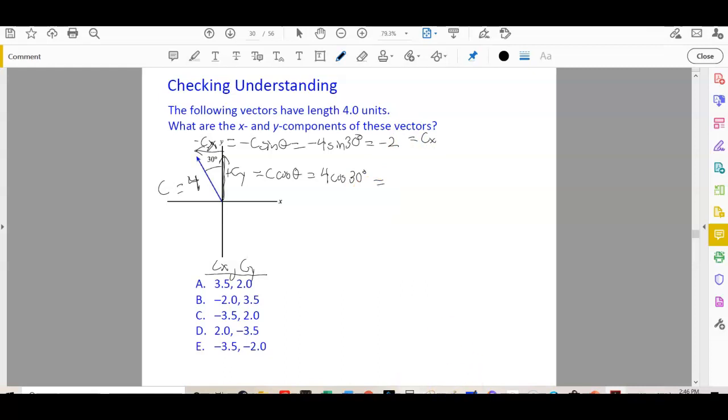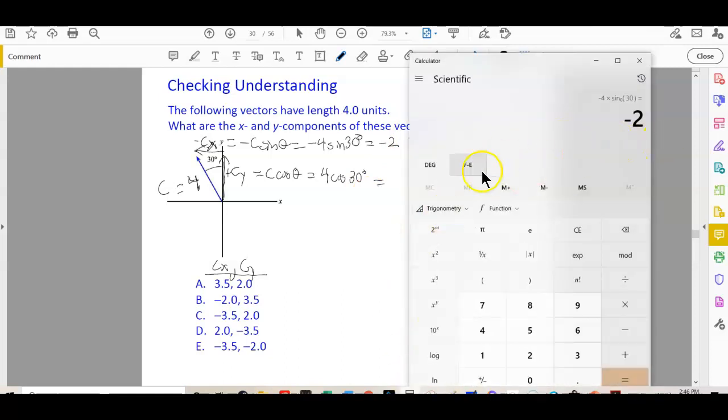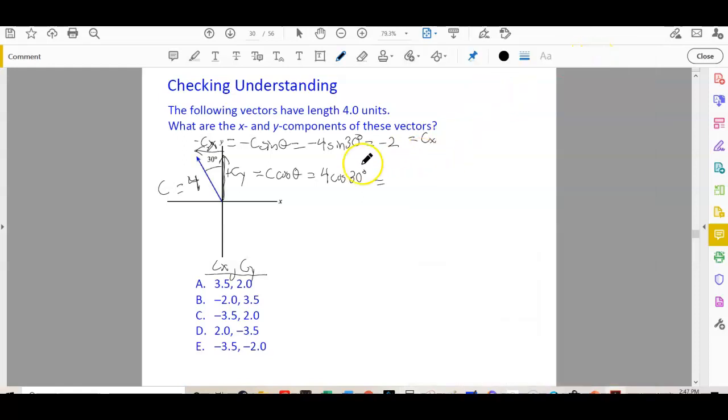The y direction one is going to be +4, and I'm going to be multiplying that by 30 degrees, and I'm going to be doing the cosine, which is 8.66. And that is going to be 3.46. So this is going to be pointing up by 3.46, and that'll be cy.